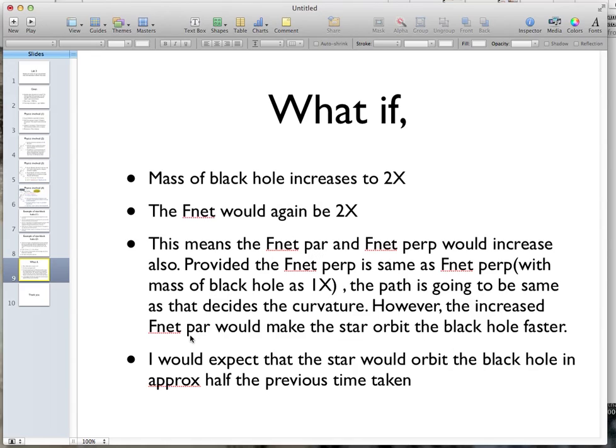However, if F net parallel increases, it's going to increase the momentum of the star. That means it's going to increase the velocity of the star, and the star is going to orbit the black hole faster. So what I would expect is that the star that orbits the black hole would take approximately only half the time it took previously.